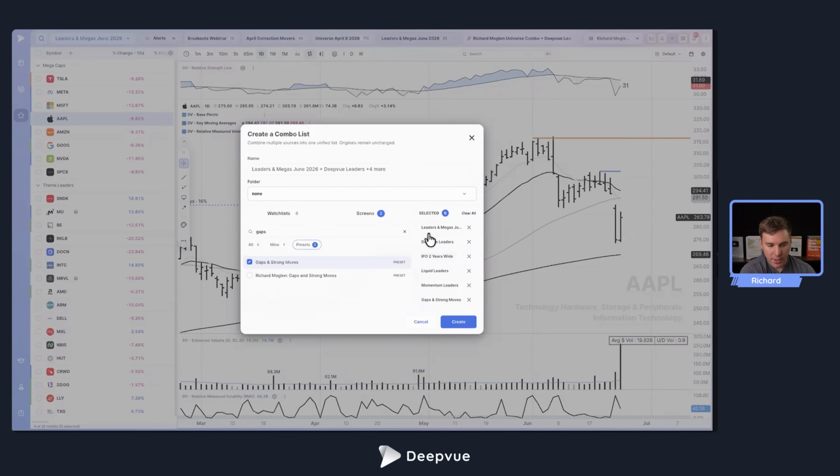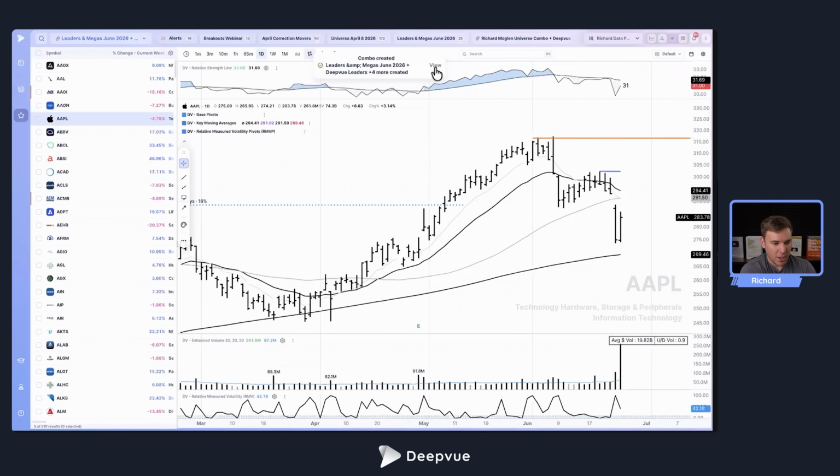Just to talk through again what we're doing here, we're removing the duplicates and thus saving time by not having to review one stock multiple times. We're combining all these lists and screens into one master list that we'll then go through and do our routine. So let's go ahead and click create. And there we go. Now we've got a list of about 510 names to go through.